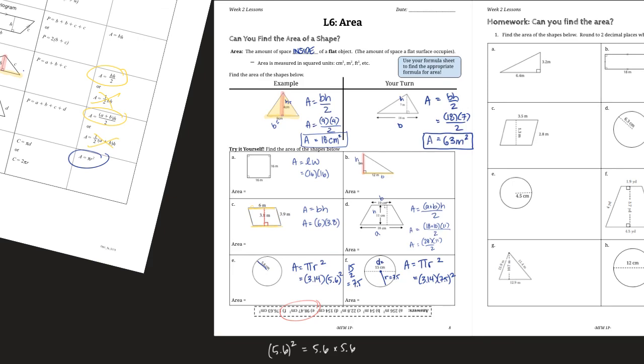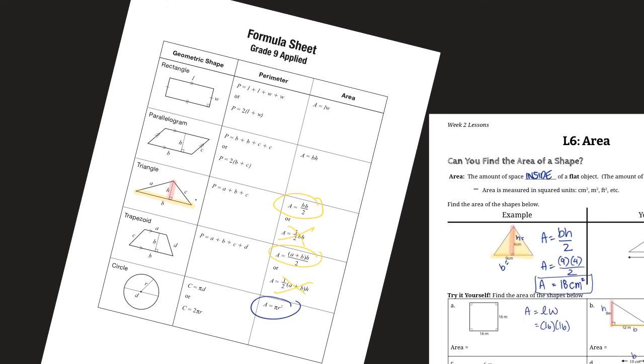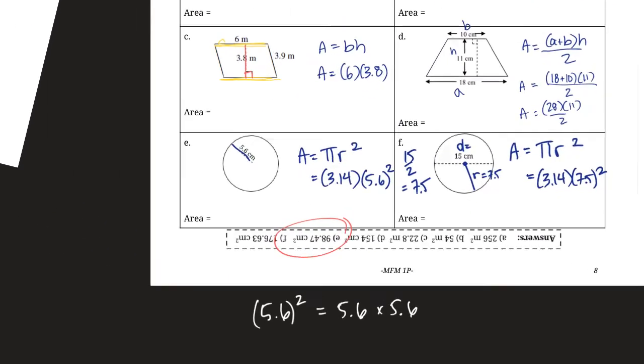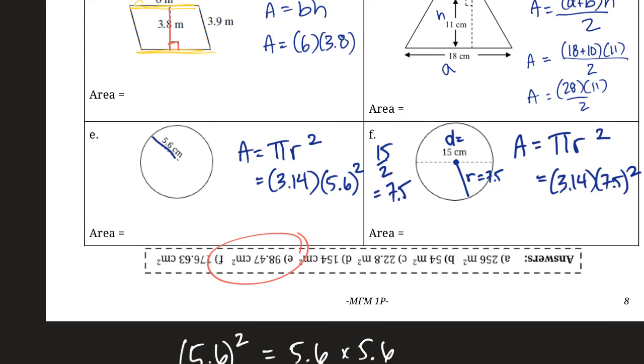Again, the steps are always identify the shape, look at the formula sheet. The formula sheet has the areas on there. And then copy down that formula, right? Always copy down the formula, then plug in your values and evaluate. Be careful with your order of operations when you have an exponent or when you have something like this with brackets. Okay? Good luck on the rest of the problems.